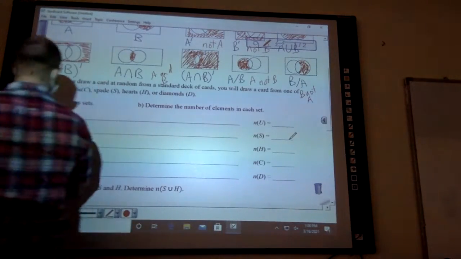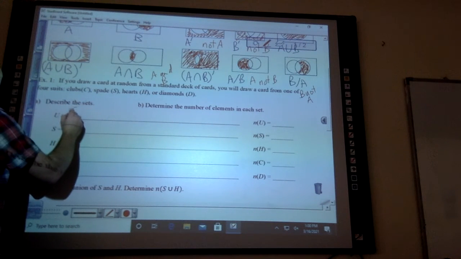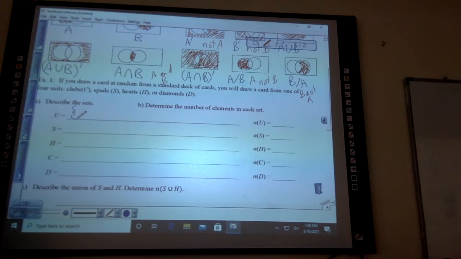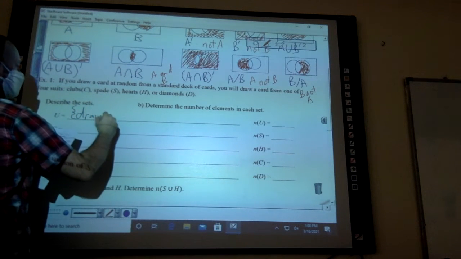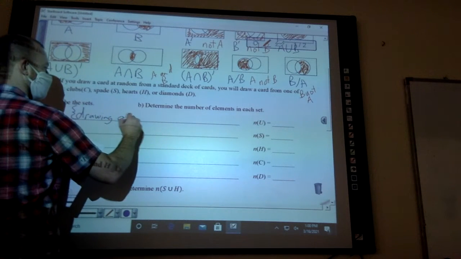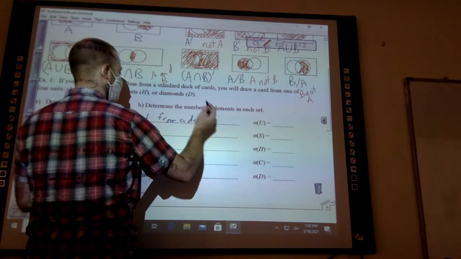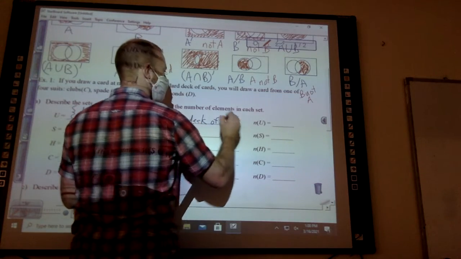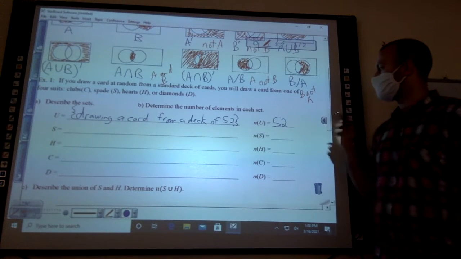So U is going to be our universal set in this case. I'll go back to blue. If I'm going to describe this set and what this represents, this is drawing any one of the cards. So I'll write this a little bit fancier. By drawing, I just mean picking a card. So drawing a card from a deck of 52. So the number that's in this set, I've got 52 different cards, so the number is 52.